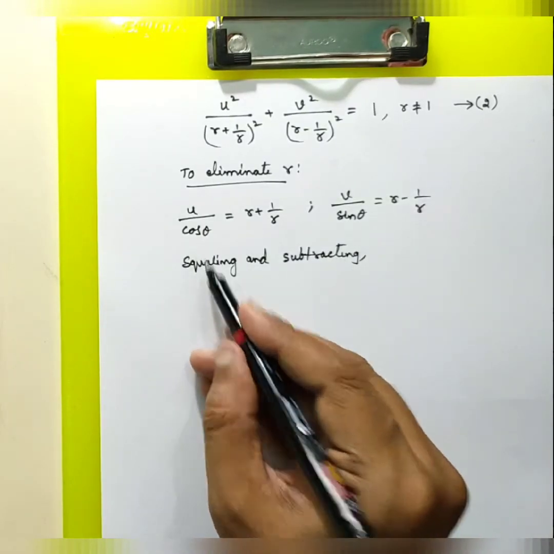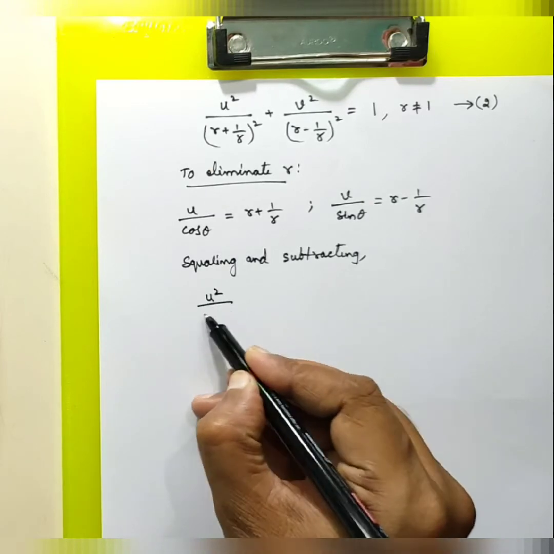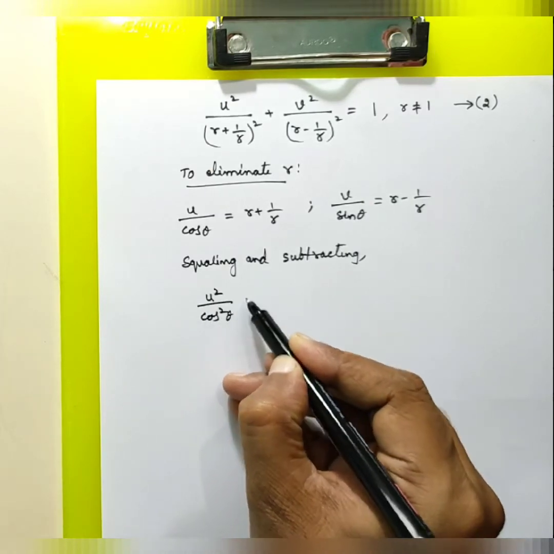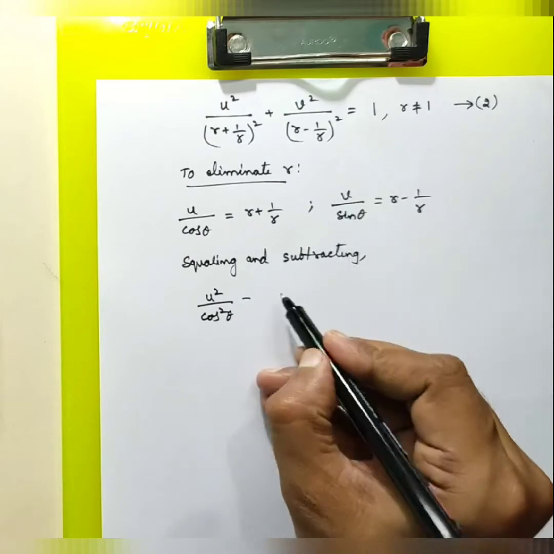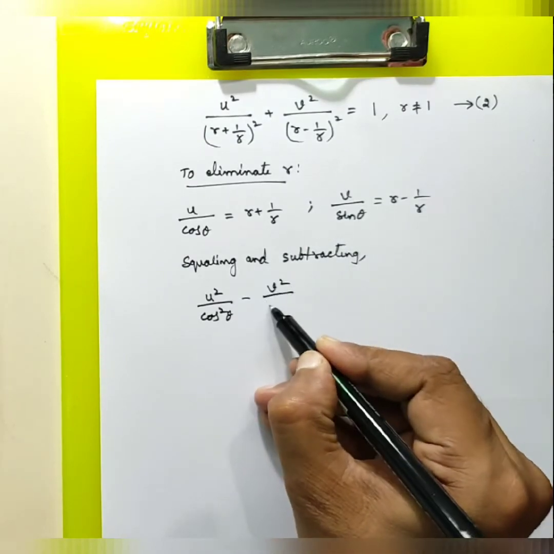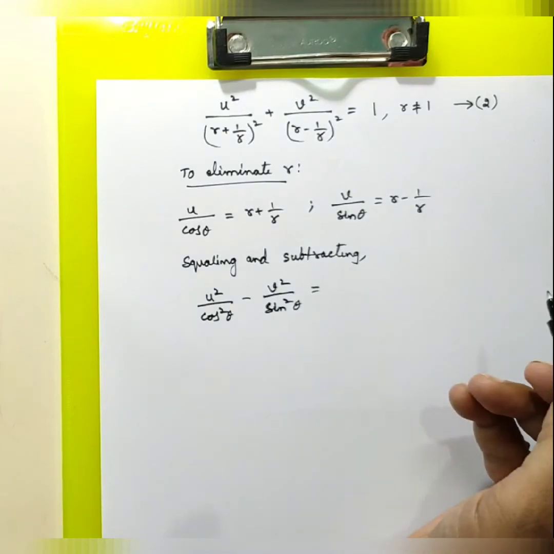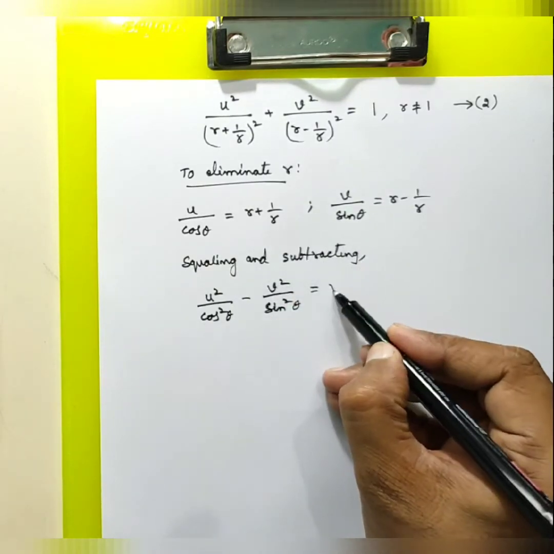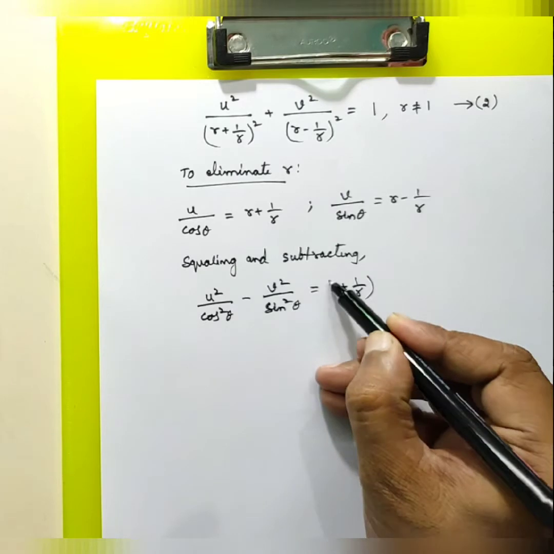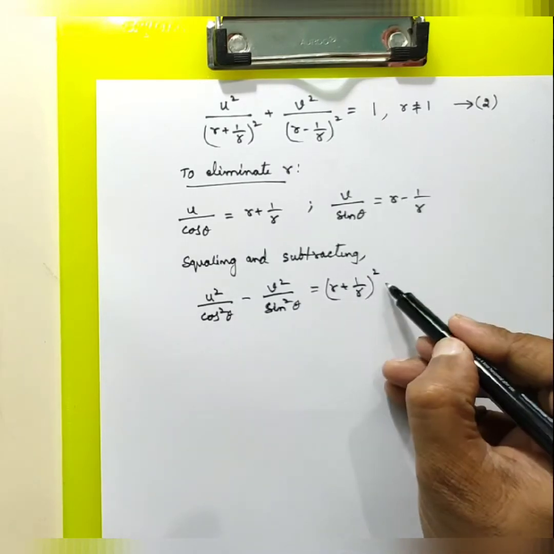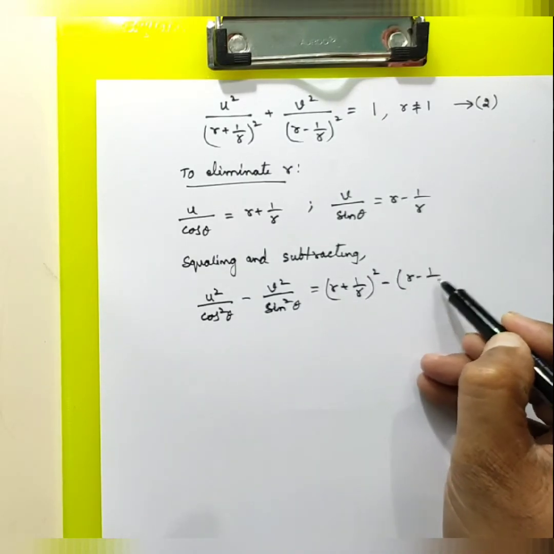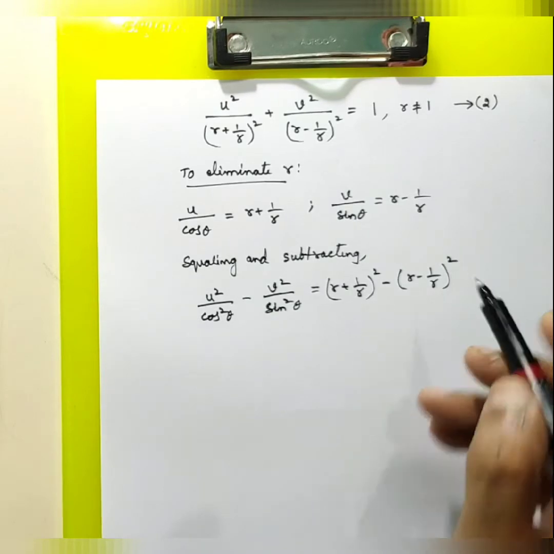We will try to square this one, u square by cos square of theta, minus, because we need to subtract it, v square by sin square theta. That will be equal to, on the right hand side you have r plus 1 by r. I need to square this one, subtract this one, minus r minus 1 by r whole square.